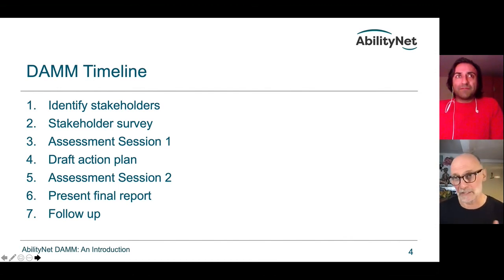Now, two really important stages. One is the first assessment session. It's very much a listening exercise when we run it. Then we draft an action plan based on what we heard. There's some details in the download that shows you what that's about.